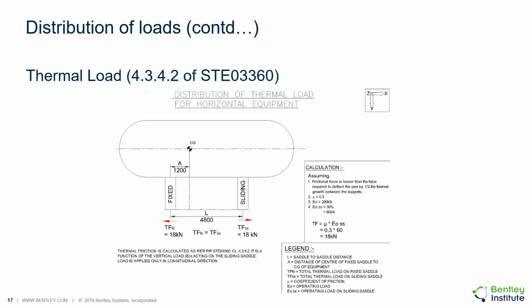This slide explains the thermal load distribution between the piers. As per section 4.3.4.2 of the PIP document, when the static friction developed at the sliding end under normal operating condition is less than the force required to deflect the pier by half of the thermal growth between the supports, thermal force is assumed to be equal to the friction force, and the same force is considered at both piers.